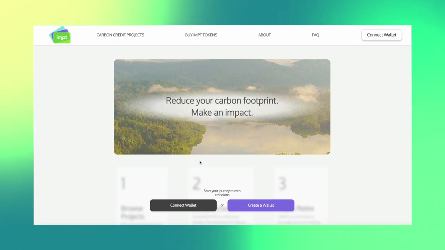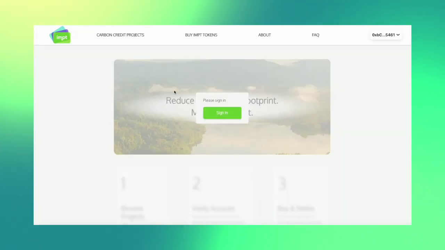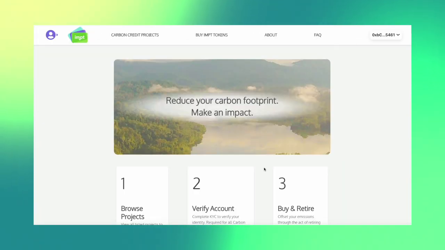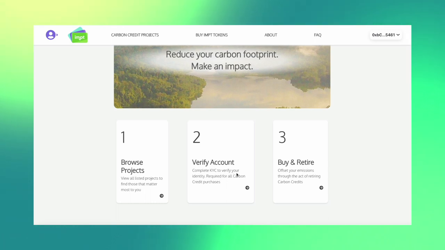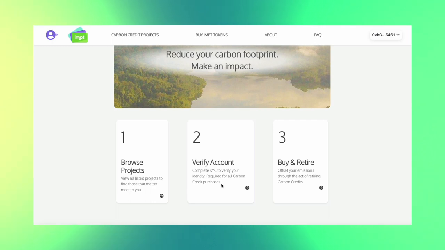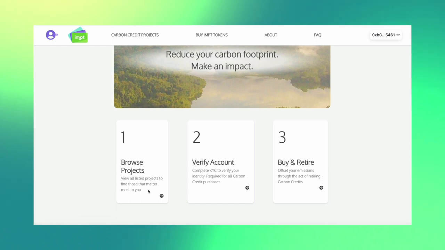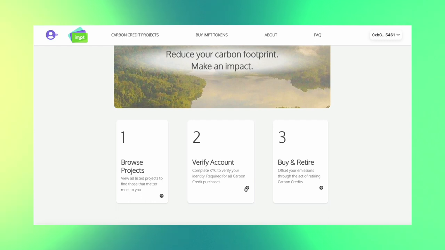So let's go back here, and the first thing you have to do is connect your wallet. Let me go ahead and connect my wallet real quick. Once you have connected your wallet, you're going to notice that in order to buy a carbon credit, you need to be KYC'd. Like it says right here, complete KYC to verify your identity, required for all carbon credit purchases. That's not a big deal, but you're going to see what happens next. And then you get to choose the projects. So let's say that I want to get KYC first, if I want to buy a carbon credit.